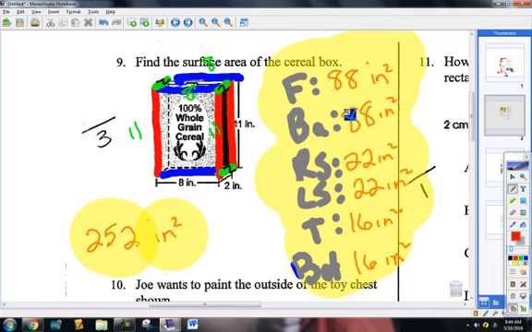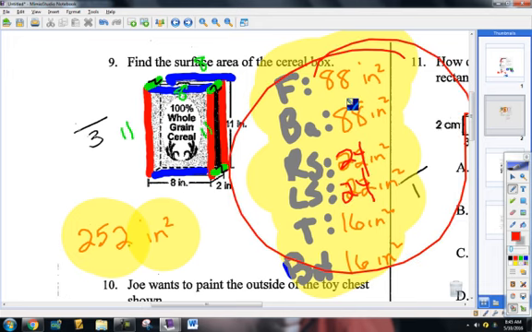Now, let's say you just missed this. Let's say you just thought the right side was 24. You messed up and put 24 here. Okay? You still get the point for this. Do you guys understand that? Because technically, you're doing the right process. I'm giving you a point for the process.